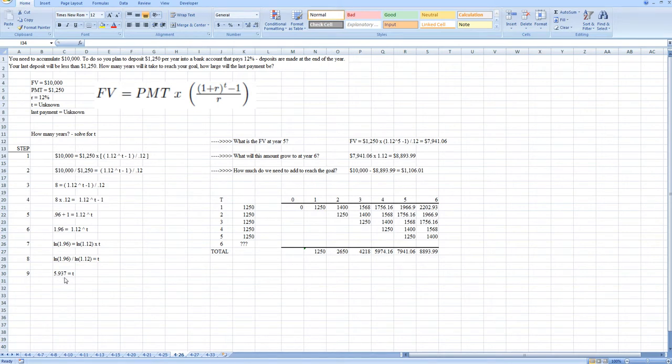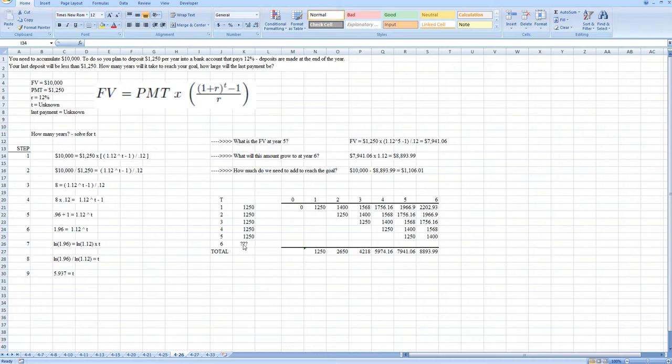So what this is telling us is we're going to have to make 5 payments of 1,250, and then there will be a partial payment at the end of year 6, and that will bring us to the full amount of 10,000. So what does this look like then in a cash flow? Well, we want to ask ourselves a few questions. If our cash flow looks as such, we're going to have a payment at year 1 of 1,250, a payment at year 2, 3, 4, and 5, and then a partial payment in year 6.